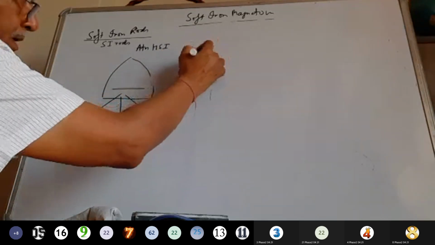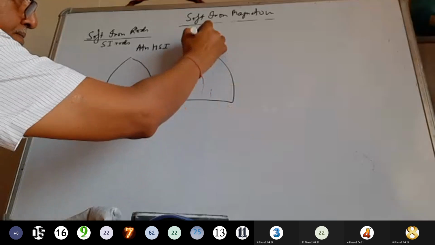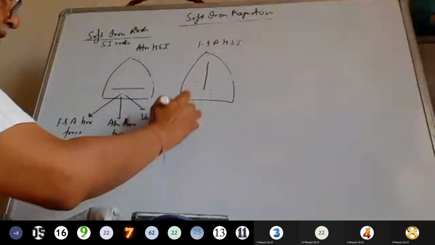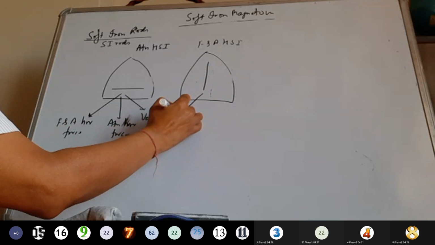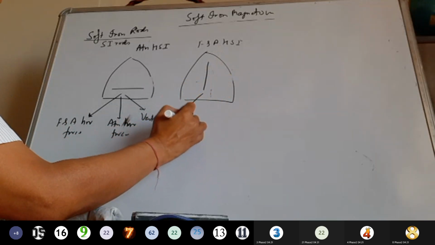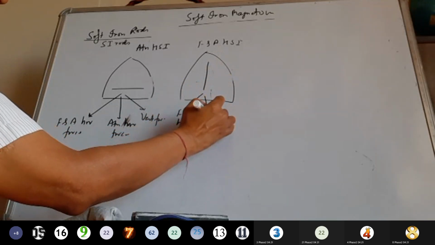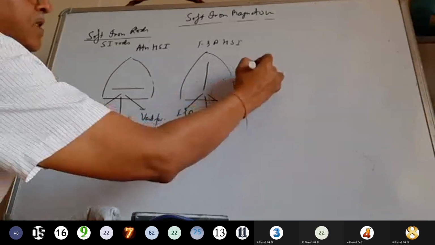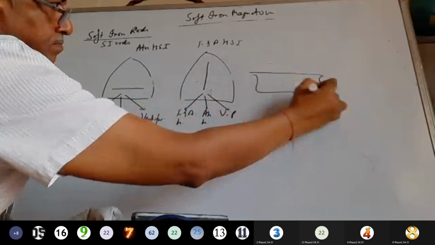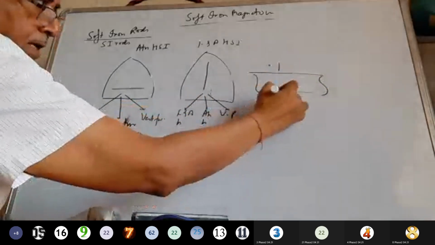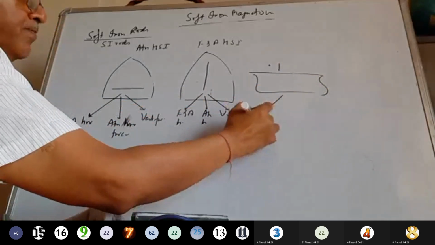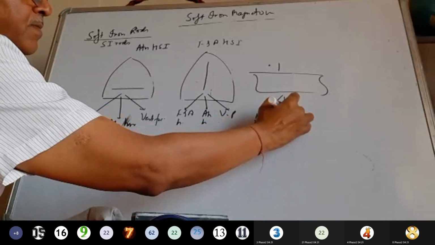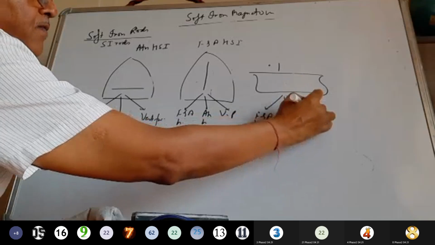Same like previous one. Similarly, this fore and aft horizontal soft iron can also cause the force in the fore and aft horizontal plane, the athwartship horizontal plane, and vertical plane. And similarly, this vertical soft iron can also cause the force in the fore and aft horizontal plane, the athwartship horizontal plane, and vertical plane.